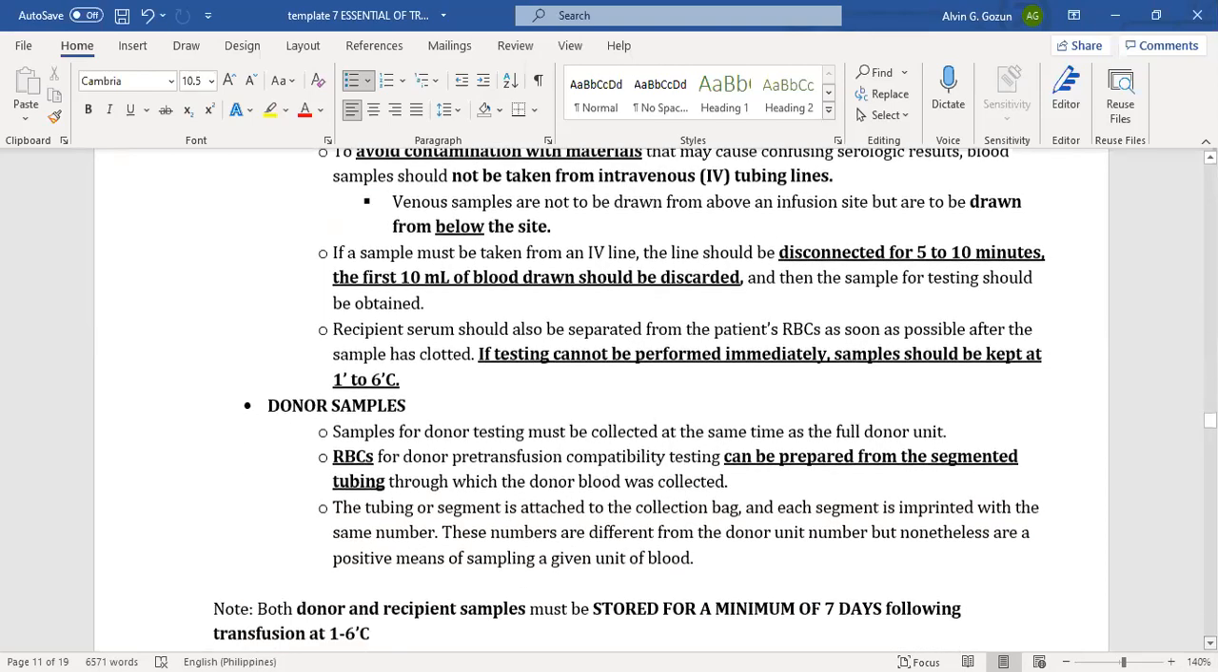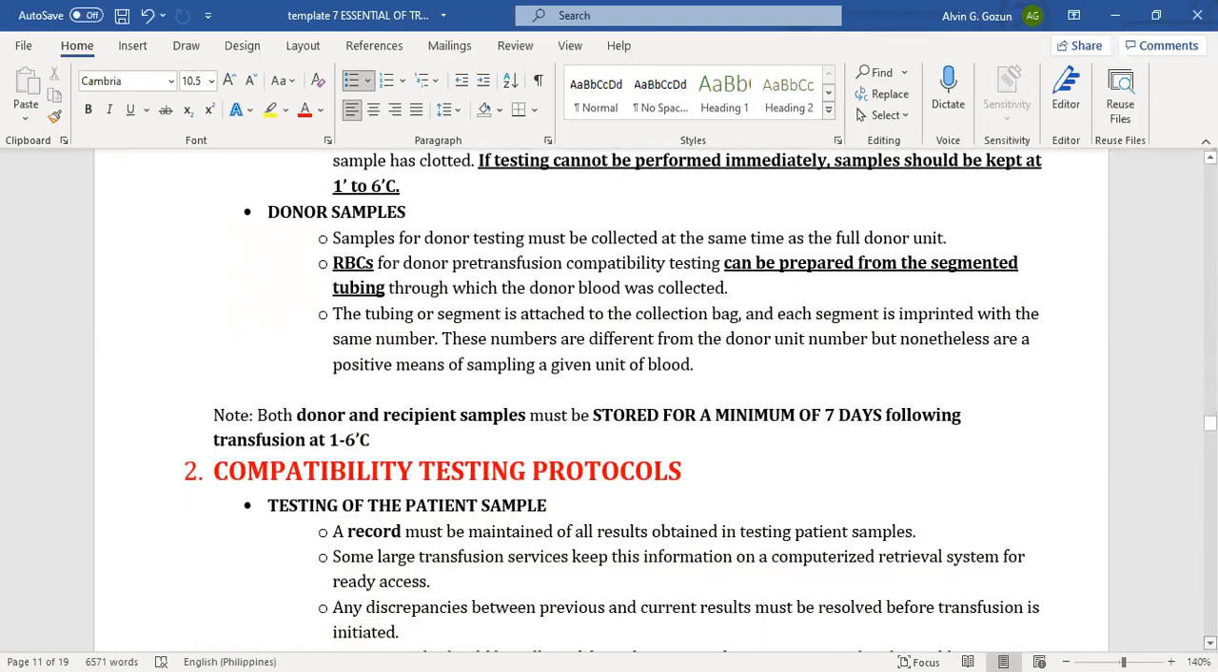Doon naman tayo sa donor. Donor samples. Samples for donor testing must be collected at the same time as the full donor unit. RBCs for donor pre-transfusion compatibility testing can be prepared from the segmented tubing through which the donor blood was collected. The tubing or segment is attached to the collection bag and each segment is imprinted with the same number. These numbers are different from the donor unit number but nonetheless are a positive means of sampling a given unit of blood. So what do we mean by this?